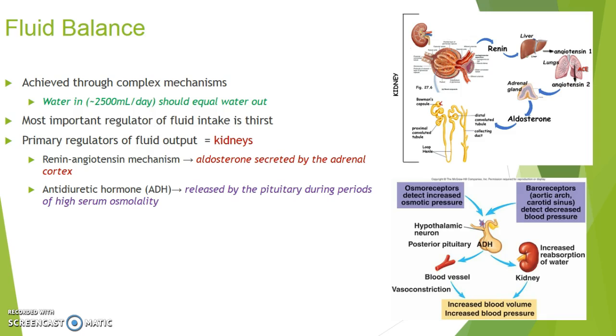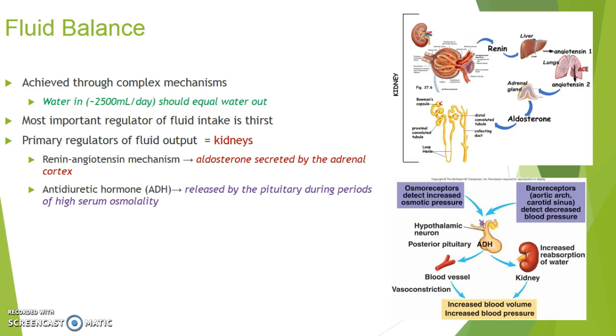Fluid balance is achieved through multiple complex mechanisms. Ideally, an adult should take about 2,500 milliliters of water in, which should equal the amount of water out. So if you're not doing that, you should get some water right now and have a drink. Thirst is one of the most important regulators of fluid intake, although often by the time that thirst becomes apparent, the patient may have already had significant fluid volume depletion.